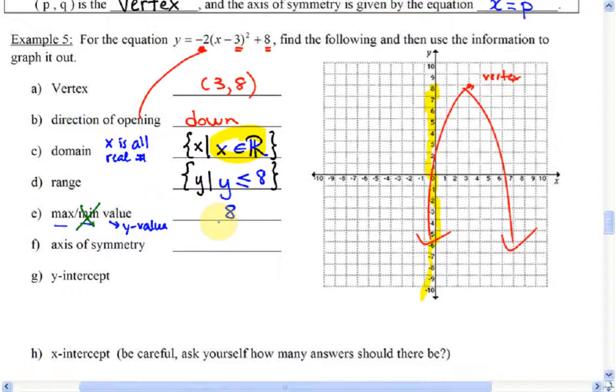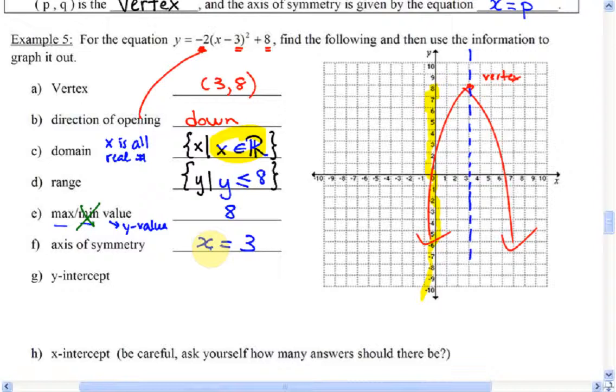Axis of symmetry, also from the vertex. Where is it? It's right here, right? 3. So it looks like it's 3. And don't just write 3 because it's an equation. I want you to say x equals 3. So axis is just asking for 8. I mean for x. The axis of symmetry is always x equals something, yes.